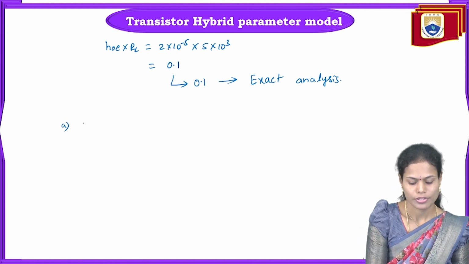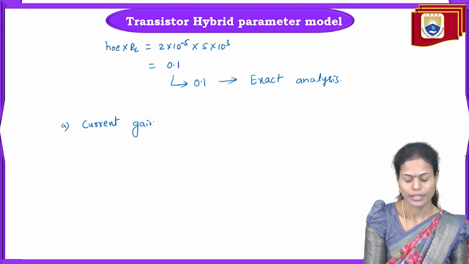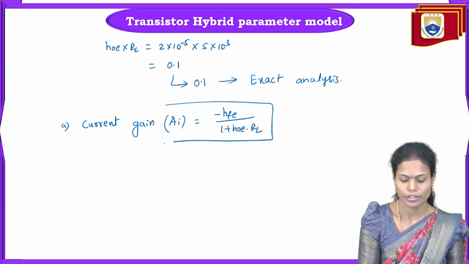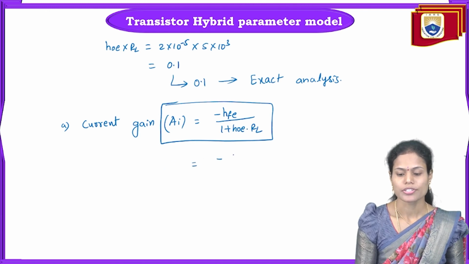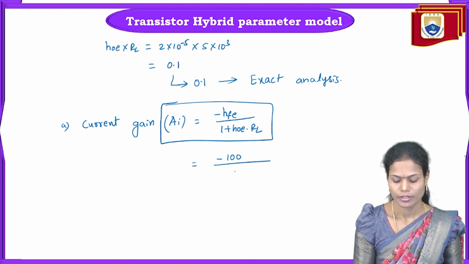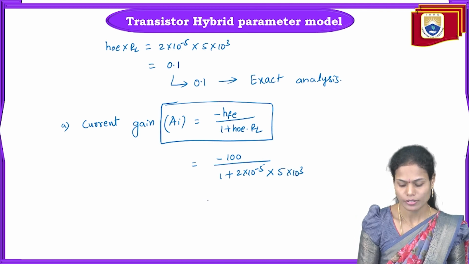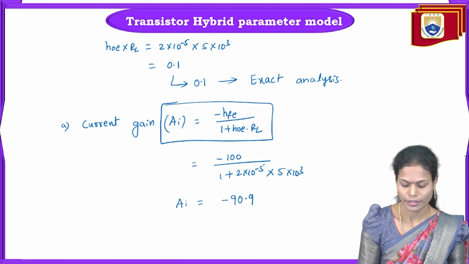So for that, first of all I am taking the current gain AI, which is equal to minus HFE by 1 plus HOE into RL. This is the formula to calculate the current gain, and substitute the values here. Minus HFE value is 100, divided by 1 plus HOE value 2 into 10 power minus 5 into load resistance value 5 kilo ohms. So we will get it as minus 90.9 current gain.